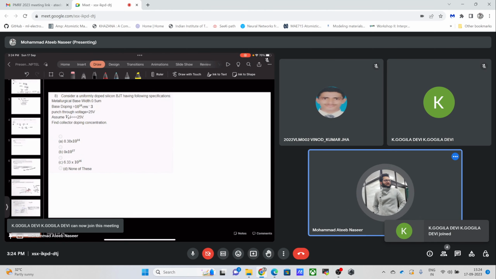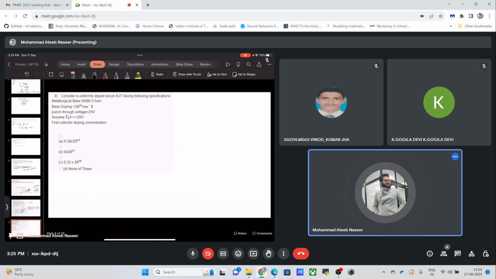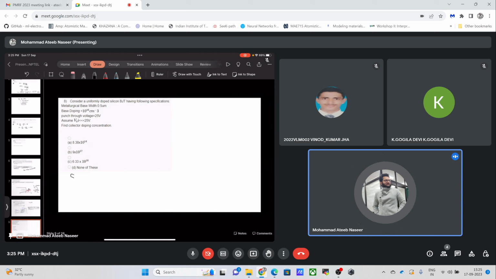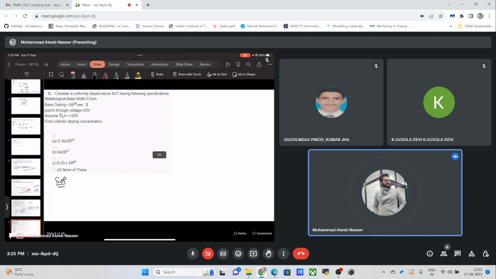So the punch through voltage has been given to us. It is 25 volts, and this built-in voltage VBI is much less than this 25. We have been told to find the collector doping concentration from this problem statement. So we have to find the collector doping concentration.